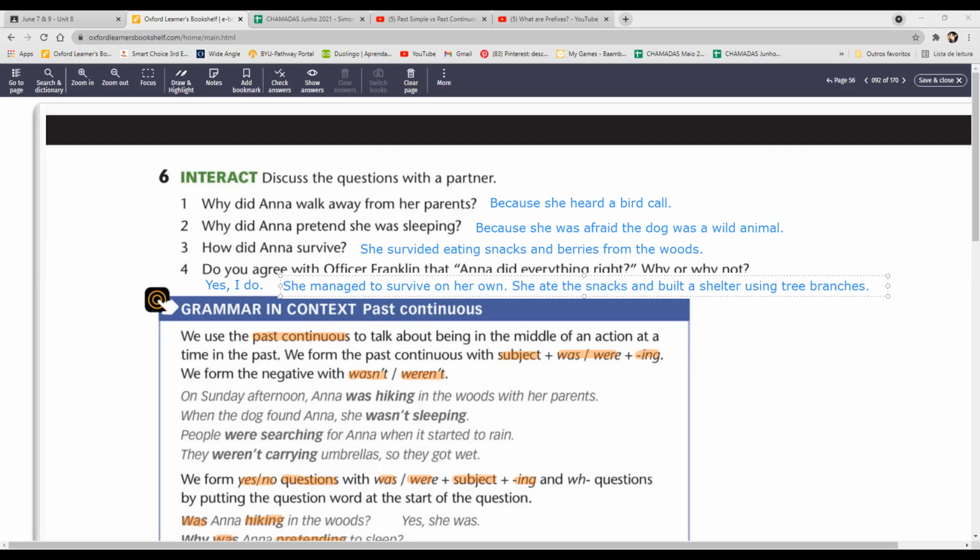I put here, okay, guys, she managed to survive on her own. That's something really amazing. But also, she ate the snacks and built a shelter using tree branches. So if they want us to be more specific, we can say why she survived, okay? So she was really, really intelligent, okay? Let's check the answers now. Let's see if everything is similar to what we wrote.